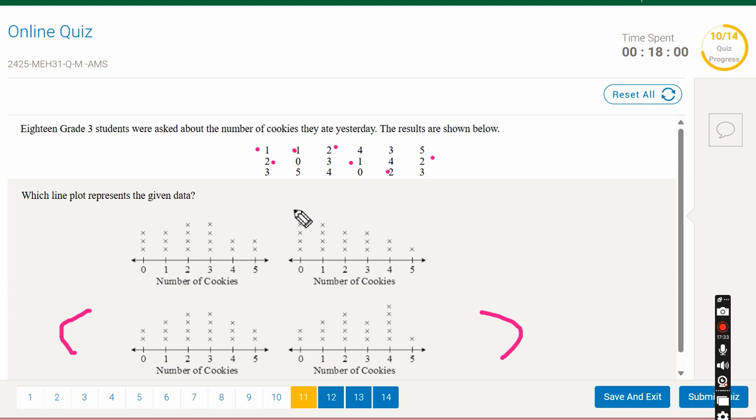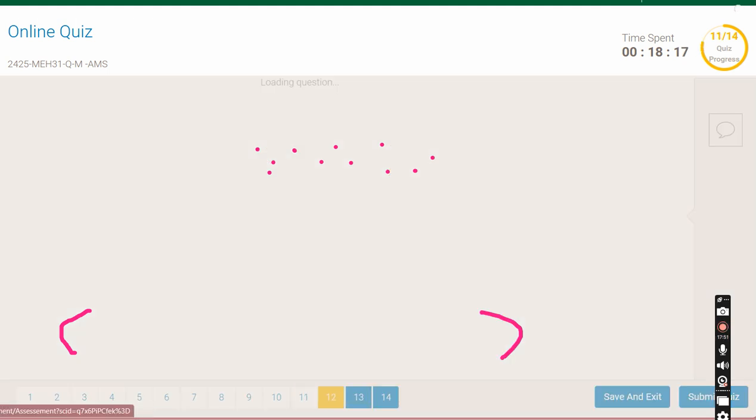Okay, let's check the 3s now. We need to find the most accurate, the most correct out of both of them. So how many 3s are there? 1, 2, 3, 4. So 4 again. Here there are 3 crosses for the 3. Here there are 4 crosses for the 3. So we're going to choose this one. This is the most accurate. That made a mistake.